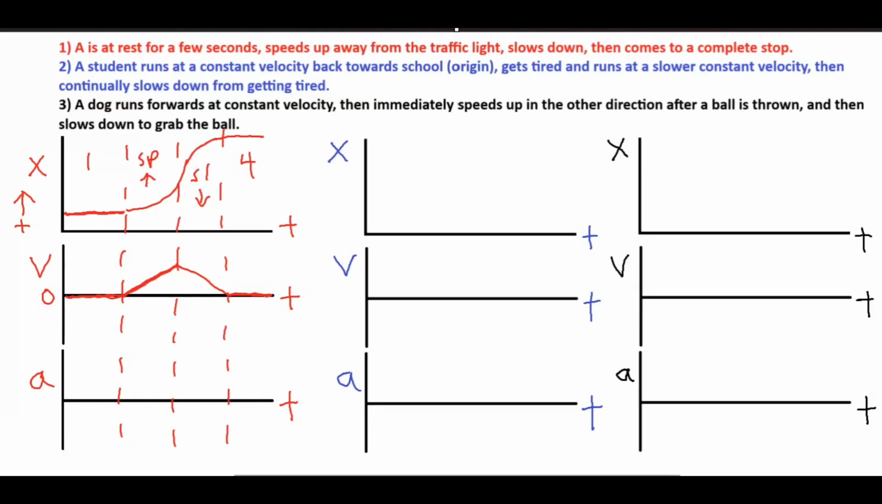So for the first and fourth section, there is no slope, so we have no acceleration here, no acceleration here. And then if you take a look at our speeding up section, it has a constant positive slope, so that means it has a constant positive acceleration. And then our third portion where it's slowing down, it has a constant negative slope, so it has a constant negative acceleration. All right, so that does it for our first example.